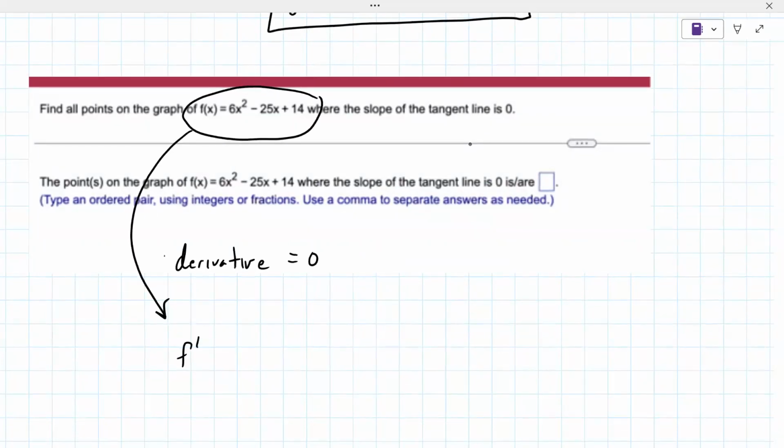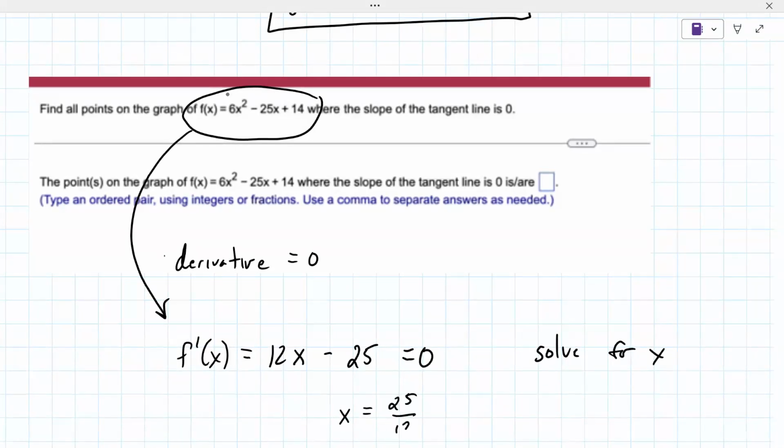So the derivative is the same rule we've been using. You bring the exponent down, 2 times 6, that's 12, x minus the derivative of a number times x, which is just a number. That's your derivative. The derivative of 14, which is a constant, is just 0. Okay. And now you set it equal to 0, and you solve for x. All right, so this ends up being x equals 25 over 12.